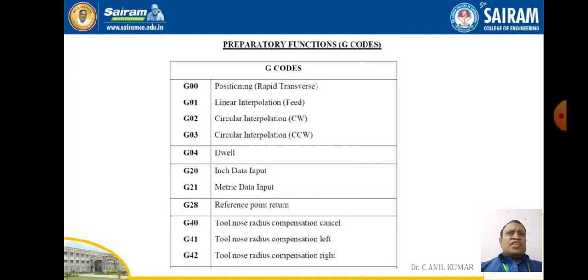G20 and G21 are with respect to the dimension. G20 is with respect to the inch data input, and G21 is with respect to the meter data input. G28 is the reference point return. Reference point return in the sense it's not with respect to the machine reference point, it's the reference point with respect to the workpiece.